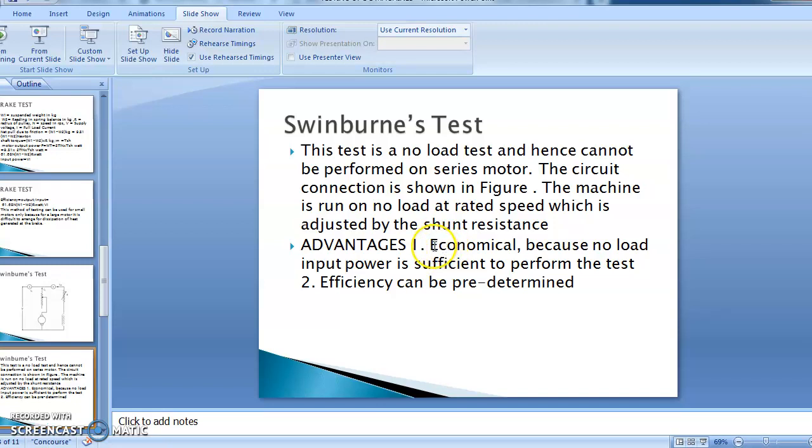The advantage is that this is economical, because the system is run on no load. As a result, the input power required to perform the test is small, and the efficiency can be predetermined. That means we can calculate the efficiency directly.